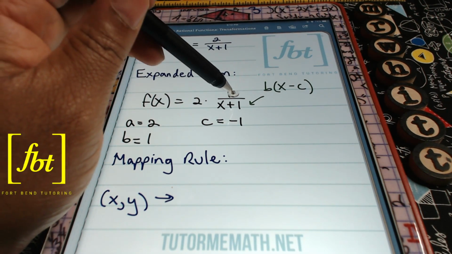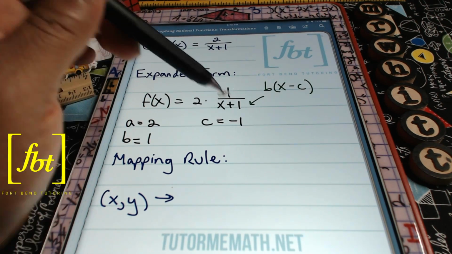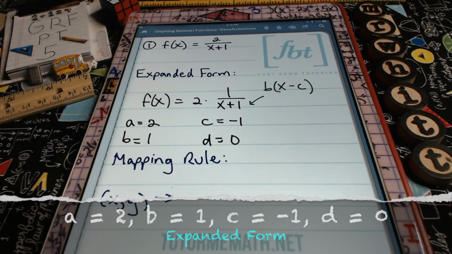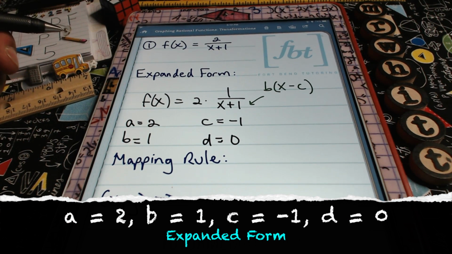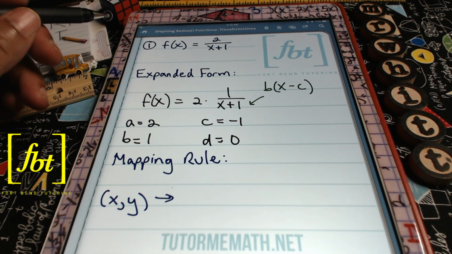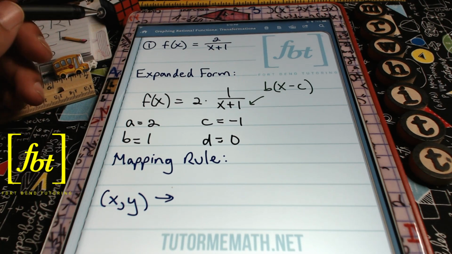So that's why I'm finding the opposite of 1 to get -1 for my c value. Then our d value is 0. That's just letting me know that I don't have any vertical shifts in this function, so we won't be translating our graph up or down. It's going to stay where the parent function is as far as its height and horizontal asymptote is concerned.